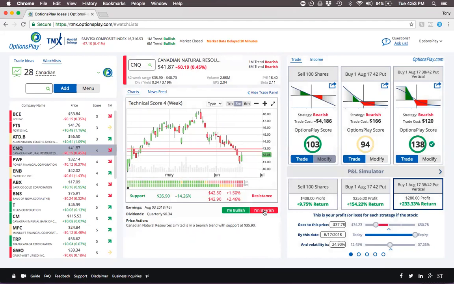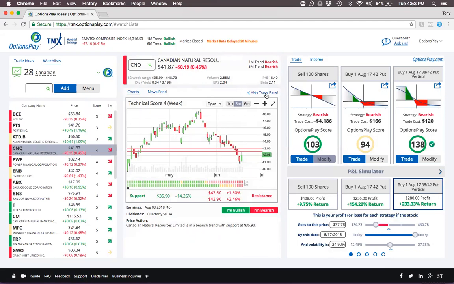When I click on I'm bearish, I'm going to be presented with 3 ideas on how to take a bearish view on CNQ. I can short the stock, which costs me a substantial amount of margin. I could buy this put option, which costs me only $166, which is substantially less risk than $4,000. And then I can also buy this put spread here, which only costs me $120, even further limiting my risk. That's really why option traders like to trade these types of debit spreads, because it allows them to take a directional view on an underlying stock with fairly limited risk.